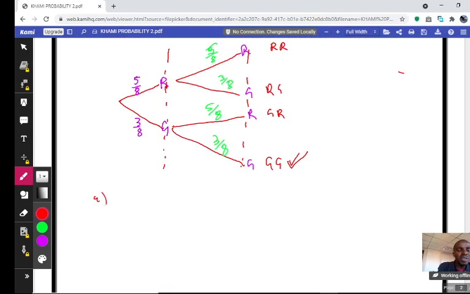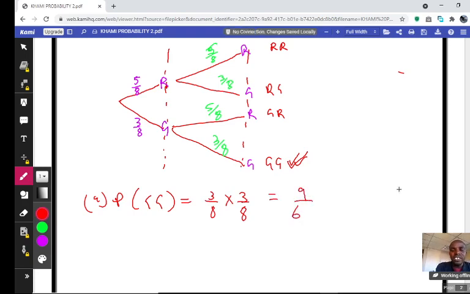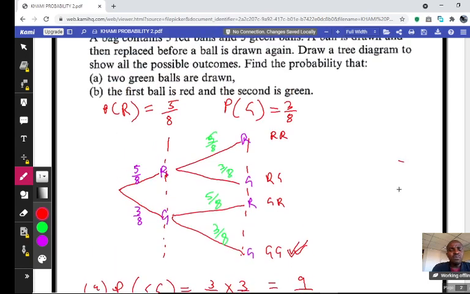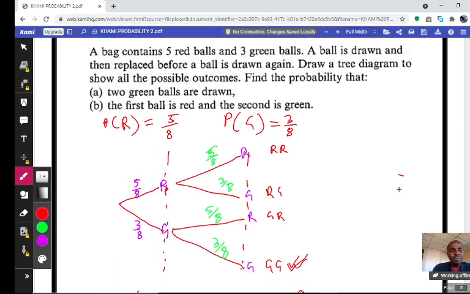You say the probability of a green followed by a green is equal to, so you take this branch, green followed by a green, it will be 3 over 8 times 3 over 8, which is equal to, if you simplify, 9 over 64, like this. This is the final probability. Then you are done. Let's move on to the second part, B.